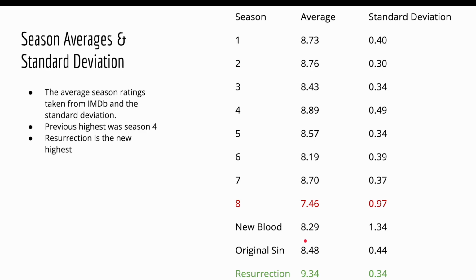Overall, the current standing of the seasons is, from lowest to highest, 8, 6, New Blood, 3, Original Sin, 5, 1, 2, 4, and Resurrection. If we look at the standard deviations, the standard deviation of Resurrection at 0.34 is pretty in line with a lot of the other seasons, which mostly vary from 0.3 to 0.4, with the exception of Season 8 at 0.97 and New Blood at 1.34.